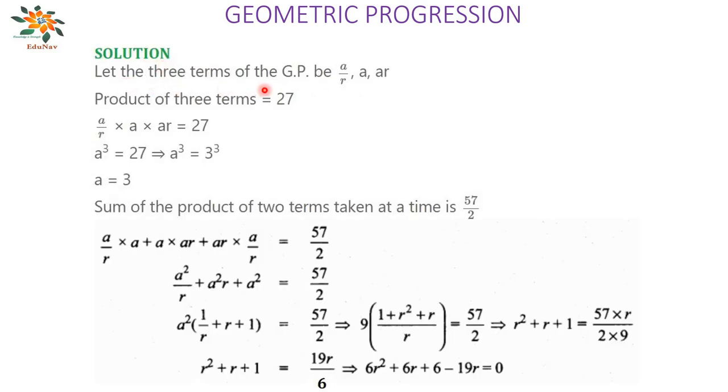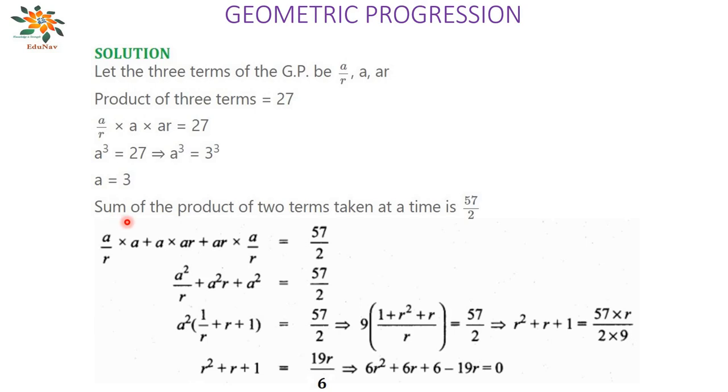Let the three terms of the GP be taken as a/r, a and ar respectively. It is given that the product of the three terms equals 27, which means a/r × a × ar = 27. On simplifying the left hand side, we have a³ equal to 27, which means a equals 3.